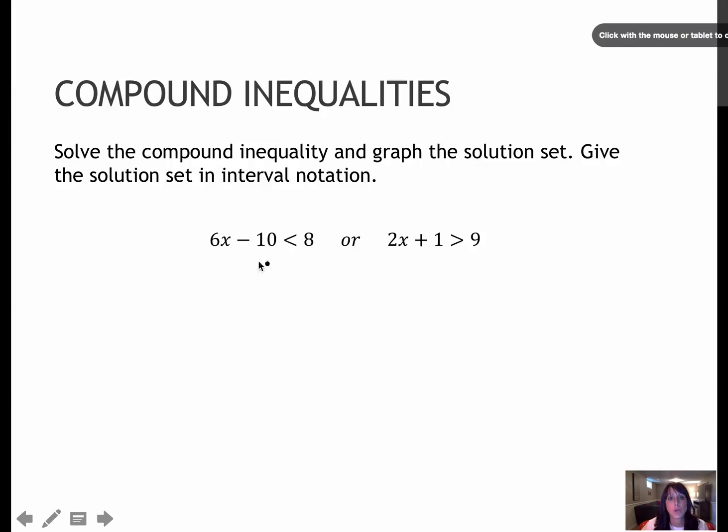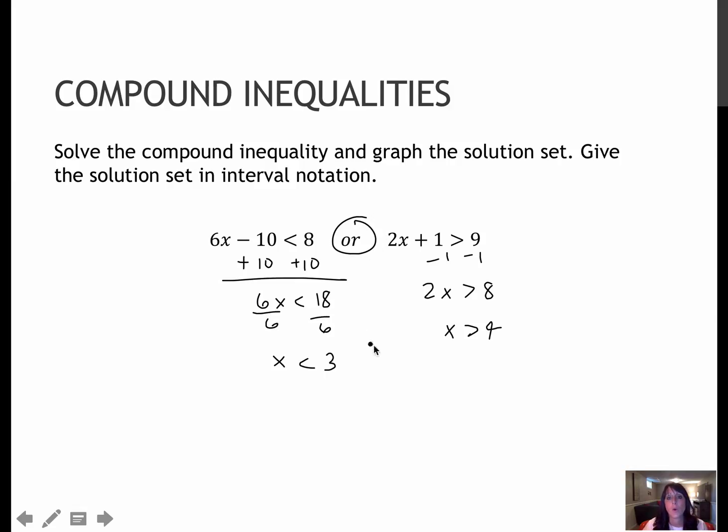Here's an or question for us to try. Again, when they're two separate questions like that, we just solve each question as we normally would. And this is an or. So my two solutions are that x is less than 3 or that x is greater than 4. Remember that or is where either one is just fine.